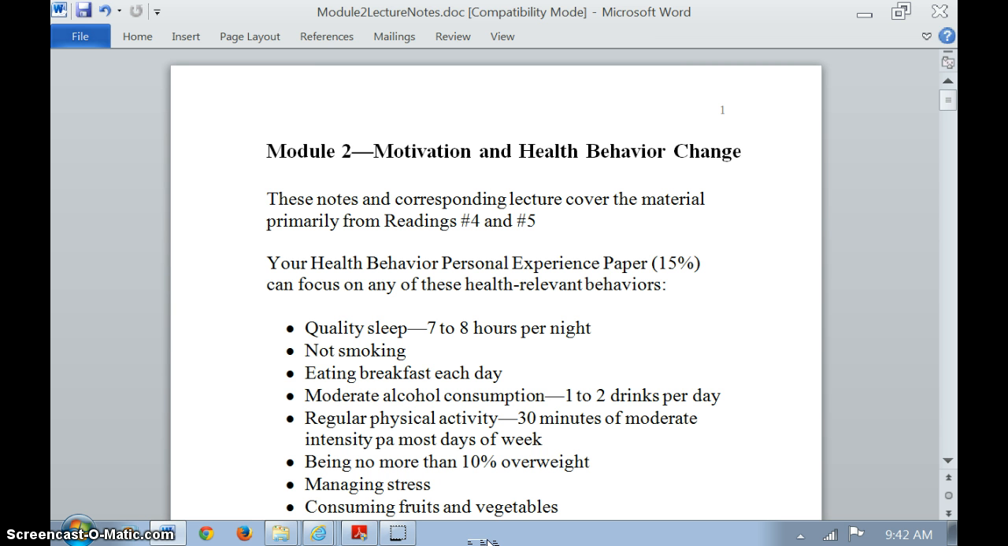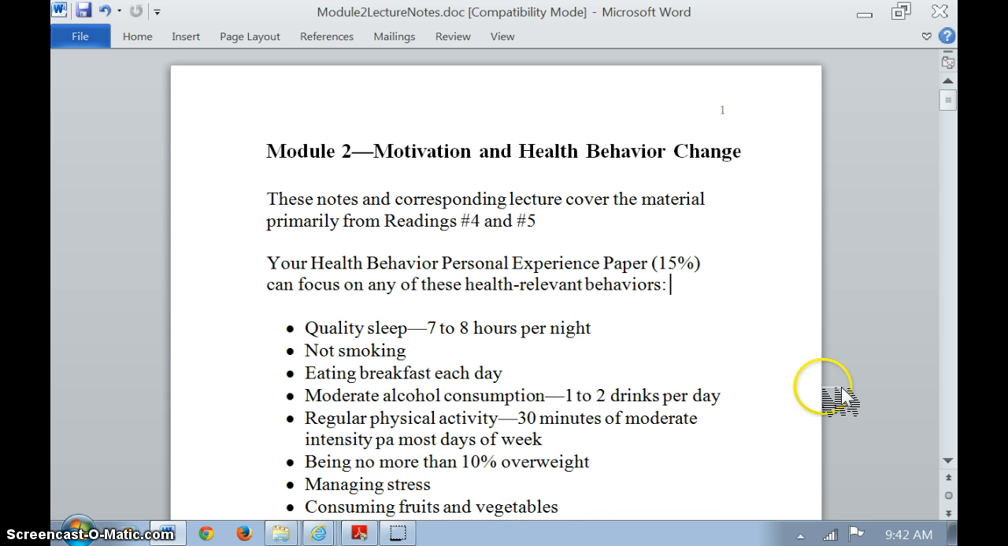The change game, which is a very brief, hopefully fun, metaphorical way in which you might be able to understand behavior change a little better. We also have technology and health behavior change, where you examine what you believe about the role of technology in health behavior change. And then you have a major learning experience, the health behavior personal experience paper, which is 15% of your grade.